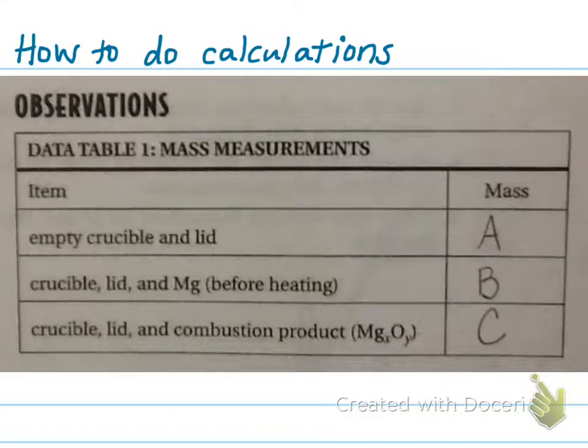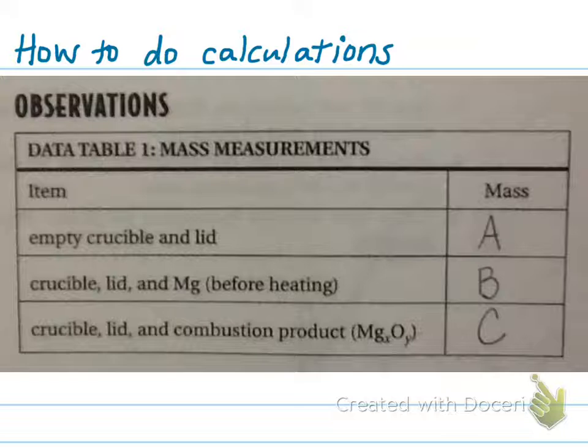Typically the calculations are what give people a hard time with this lab. So this is the data table that you would fill out if you were in lab, and again, I'm going to provide you with data to use for this lab. But we're going to say that our empty crucible and lid is A. So whatever number you have here, we're going to say it's A. I'm not going to use numbers as I talk through how to do these problems. I'm going to refer to this A, B, and C.